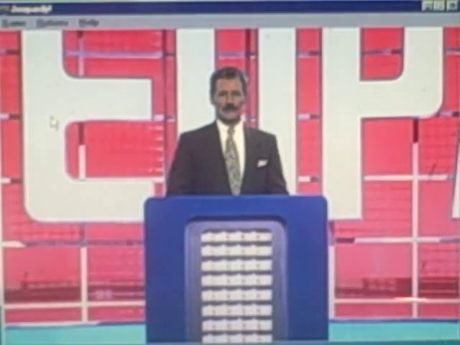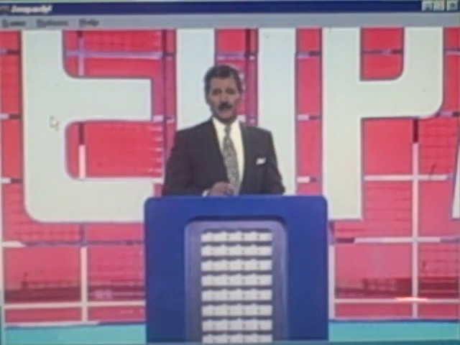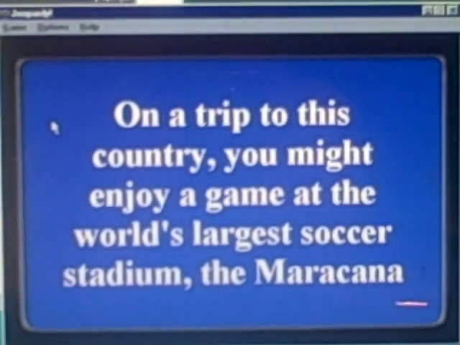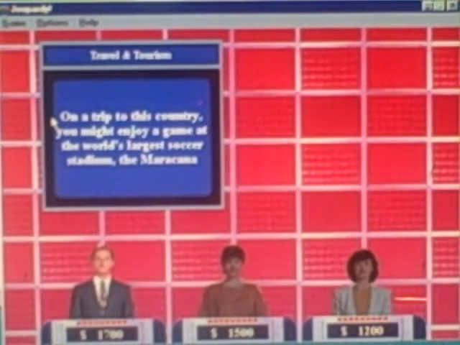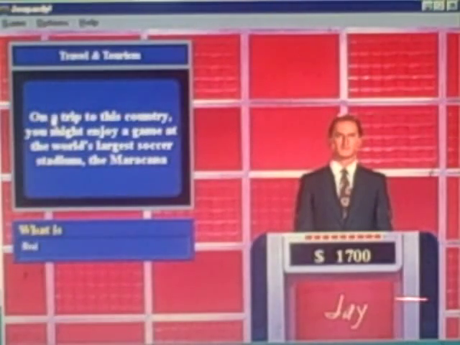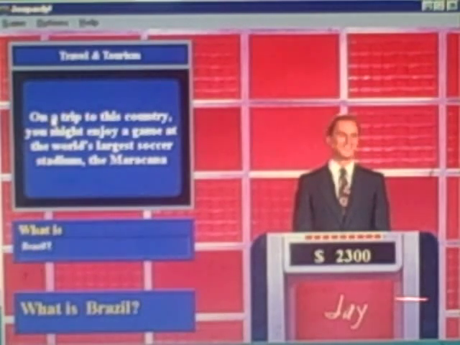Travel and Tourism for 600. The answer there is: on a trip to this country, you might enjoy a game at the world's largest soccer stadium, the Maracana. Contestant number 1: What is Brazil? Yes.